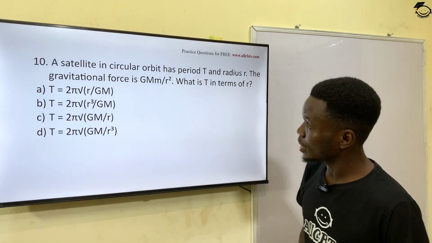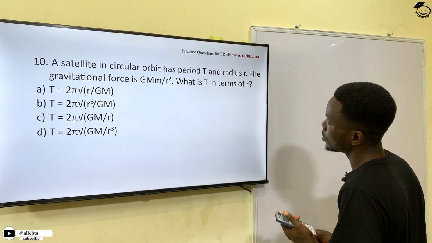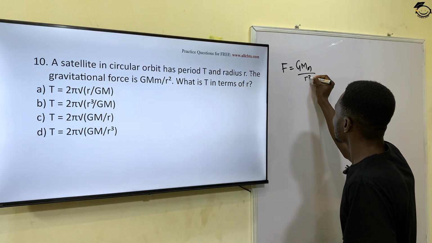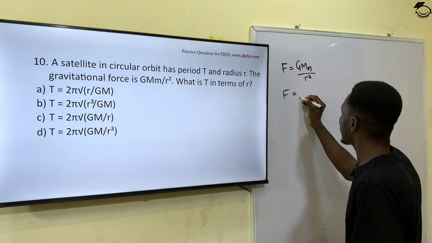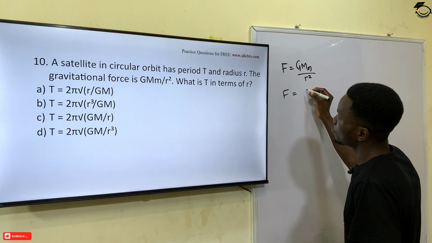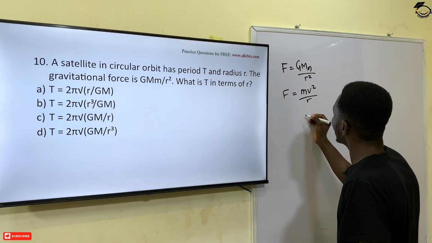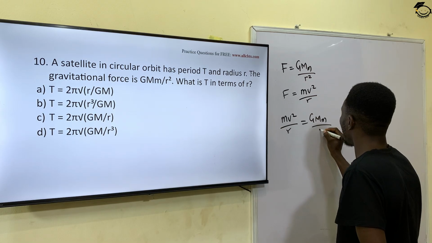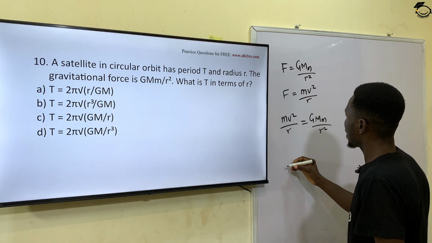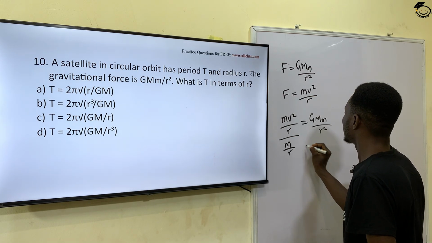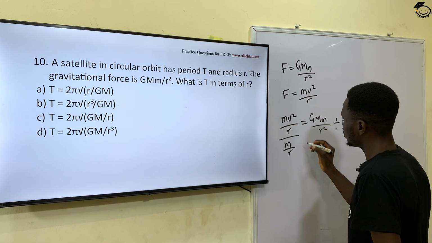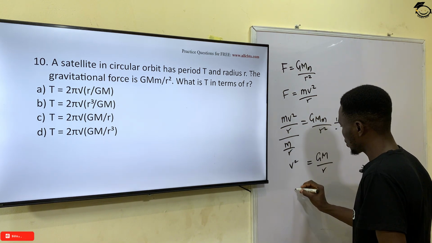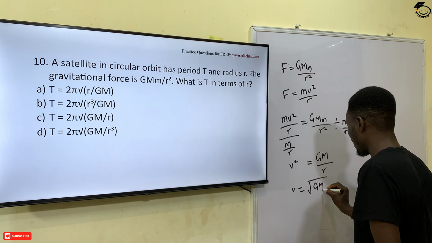So that is the next question, which is question number 10. It says a satellite in circular orbit has period T and radius r. The gravitational force was given as GMm over r squared. And we know that this is in a circular orbit, so my force is also equal to my centripetal force, which is mv squared over r. So if I equate both of them, mv squared over r is equal to GMm over r squared. Dividing both sides by m over r, my v squared will be equal to GM over r. So my v is equal to the square root of GM over r.